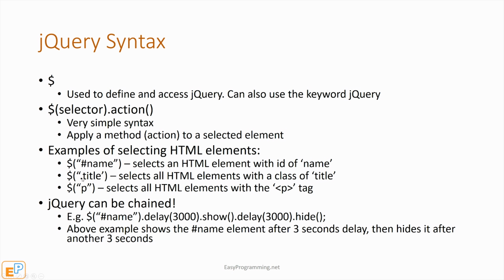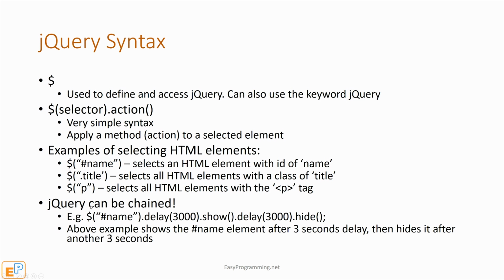I did make a mistake here. It should be either double quotes or single quotes. I'll fix that later on. And what this will do is it'll select an ID with the name, a class of title, it'll select everything, and this will select elements with the paragraph tag.